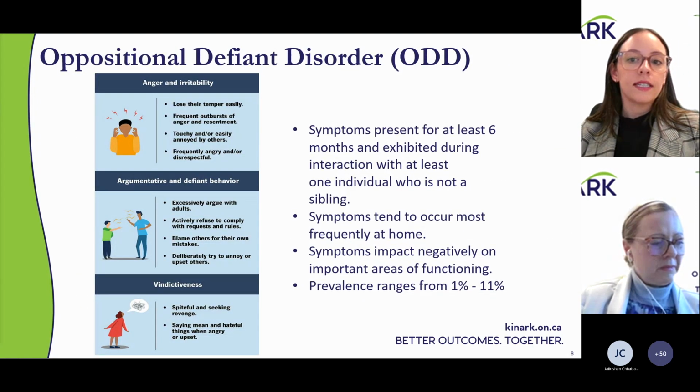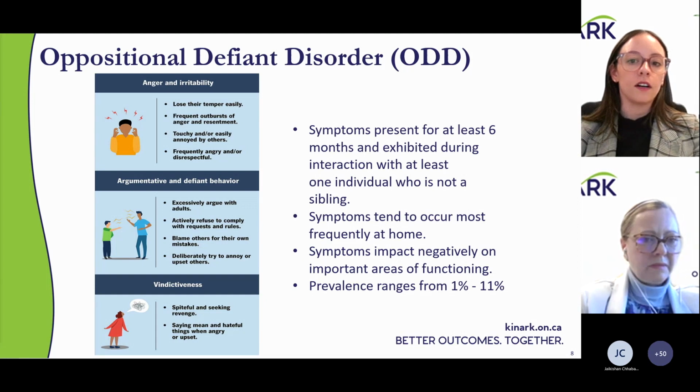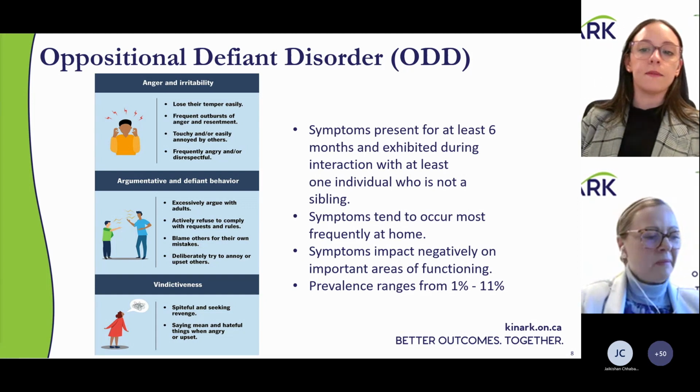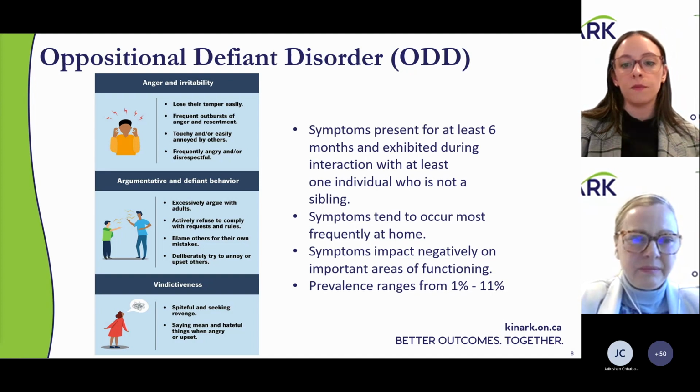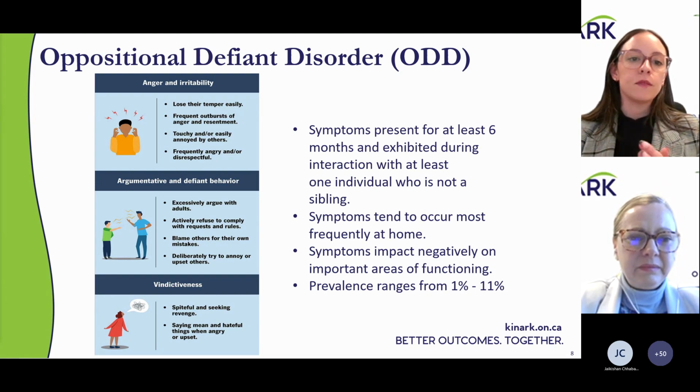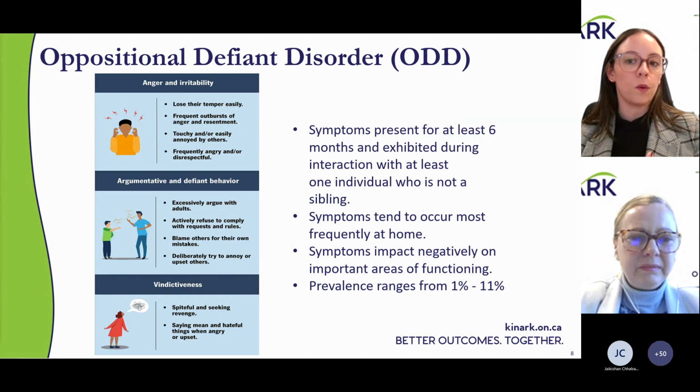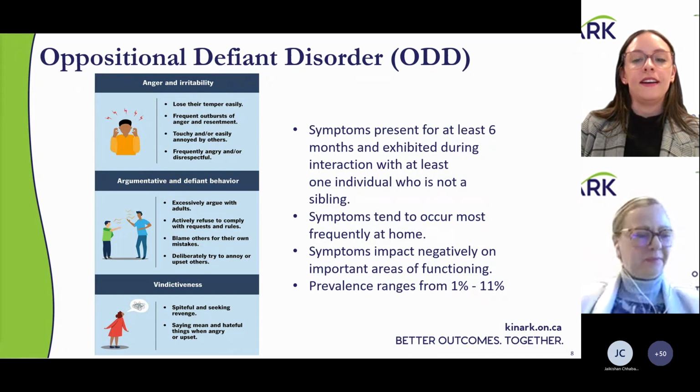Oppositional defiant disorder is characterized by a pattern of anger and irritability type symptoms, argumentative behavior, and vindictiveness. So largely speaking, the clinical presentation of children and youth with ODD can be broken down into these 3 categories here. And some symptoms may include things like often losing their temper, being easily annoyed, arguing with adults, or actively refusing to comply with requests, blaming others for their mistakes, and seeking revenge, just to give a few examples.